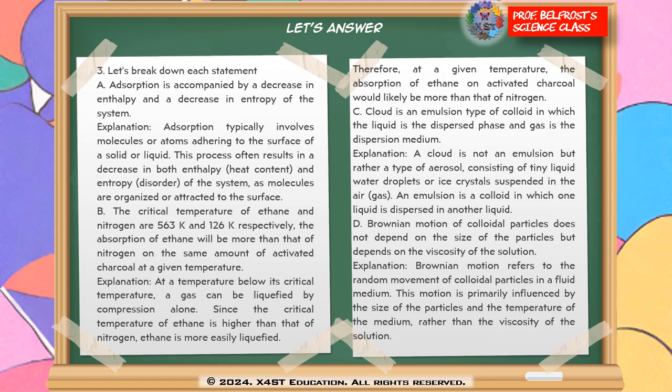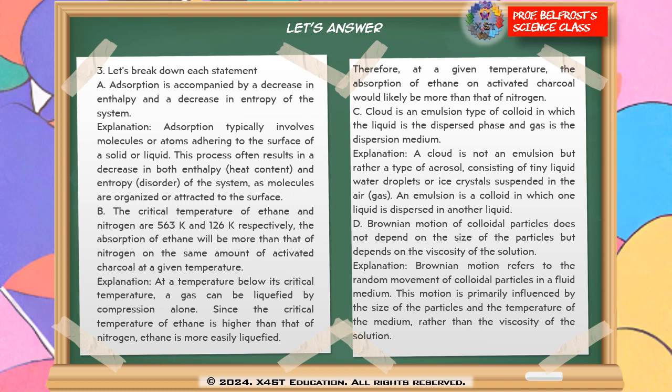That's that. So now we are going to discuss the third problem, a chemistry problem. Let's break down its statements. For A, adsorption is accompanied by a decrease in enthalpy and a decrease in entropy of the system. Adsorption typically involves molecules or atoms adhering to the surface of a solid or liquid, and this process often results in a decrease in both enthalpy and entropy of the system as molecules are organized or attached to the surface. So the first option is correct.